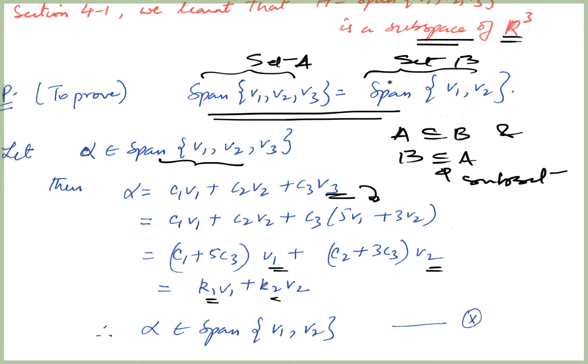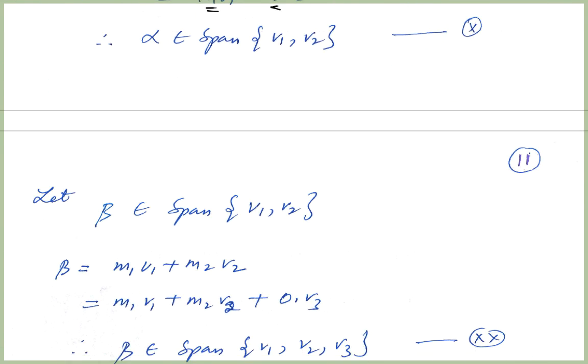Now I'm going to take an element from B and prove that it is in A. So let beta be an element of the spanning set of v1 and v2, which can be written as m1 v1 plus m2 v2, and I can also write this as plus 0 times v3. So if it's an element of B, it is also an element of A. So we have proved that B is a subset of A. So clearly from both of them we see that the spanning sets are the same.